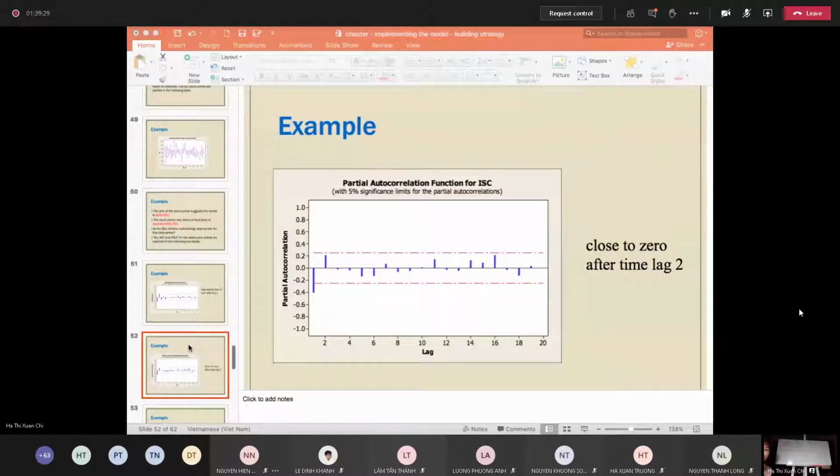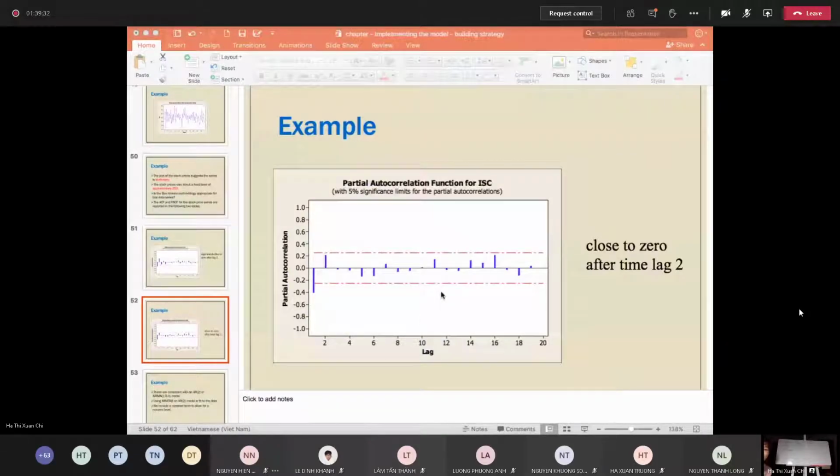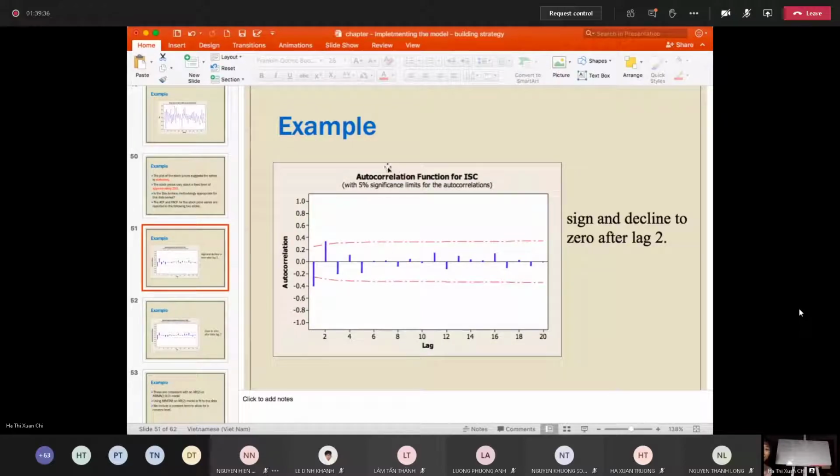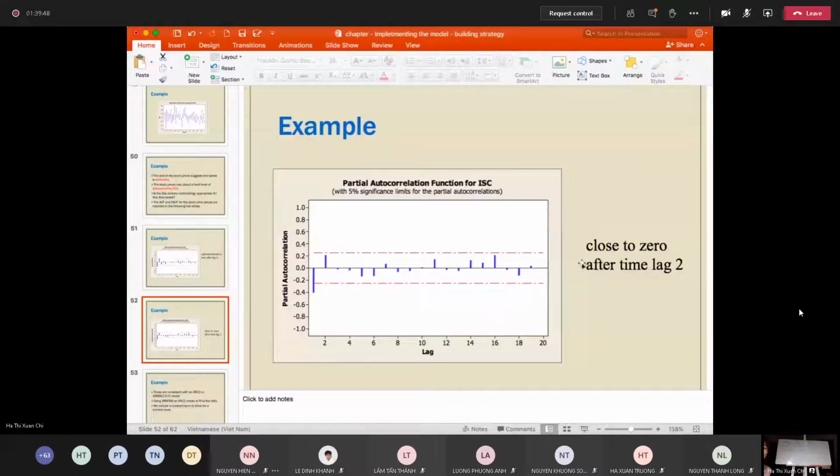So my question is, if you look at the autocorrelation here, it cuts off to 0 after lag 2, and here it also cuts off after lag 2 for the partial autocorrelation. So if you look at this, what model does it suggest, which one should we choose?